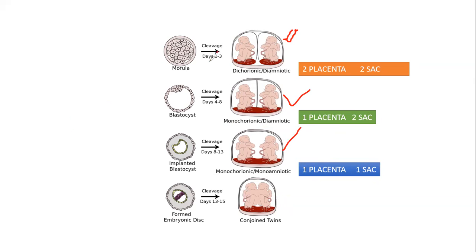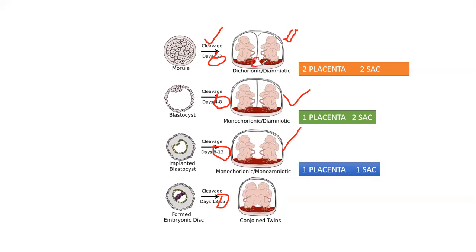Now we know the days also. One is 1 to 3, 4 to 8, 8 to 13, and more than 14. So we now know the days. We know what structures are remaining, right? Two placenta, two sacs, then one placenta, two sacs, because they are getting fused.